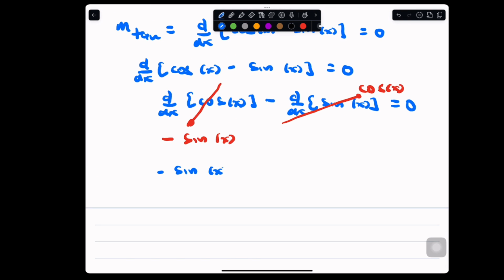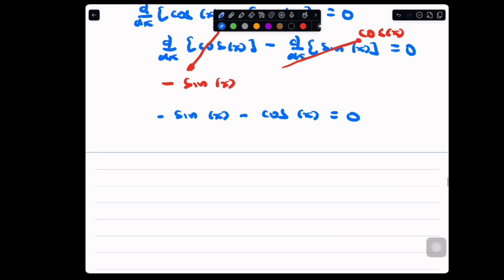Minus sine minus cosine is what? Equal to 0. Okay. Do you guys remember this from trig? I know I do. What I can do is I can actually add sine to both sides. Is that right?